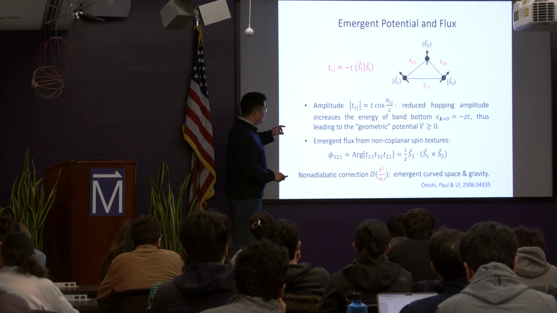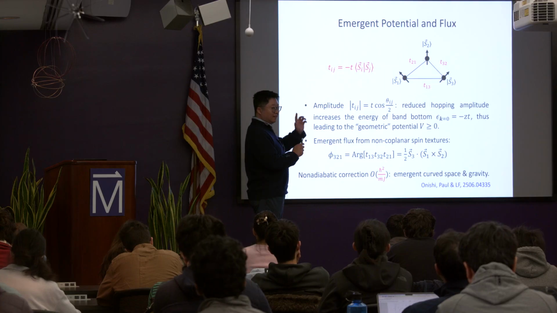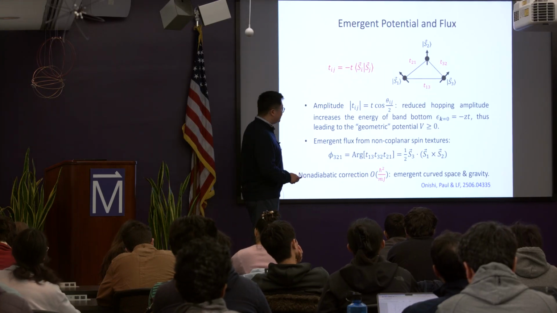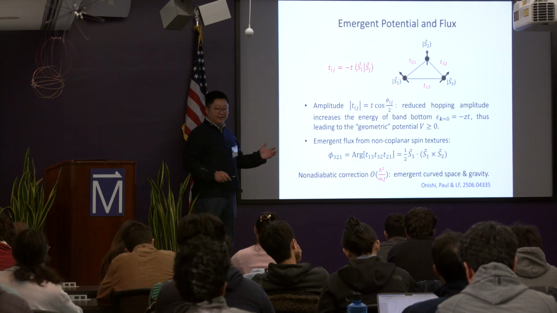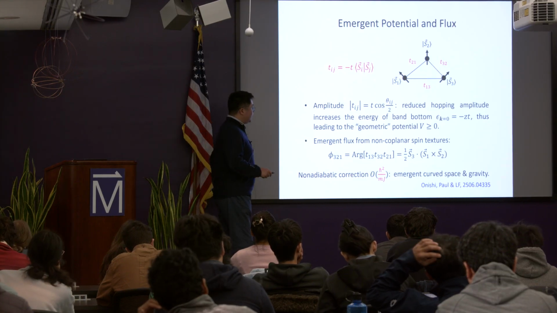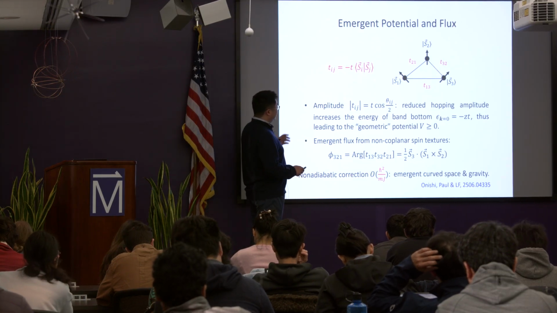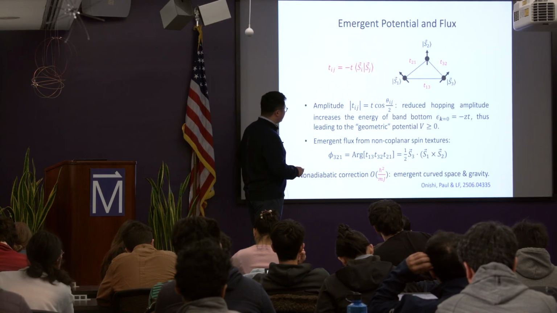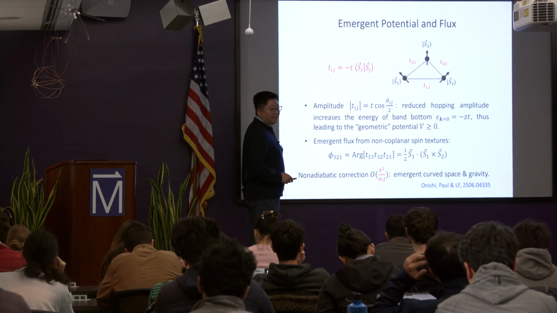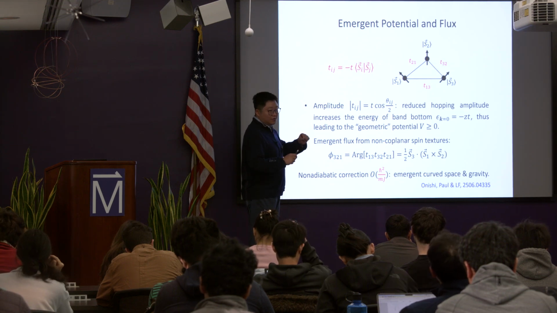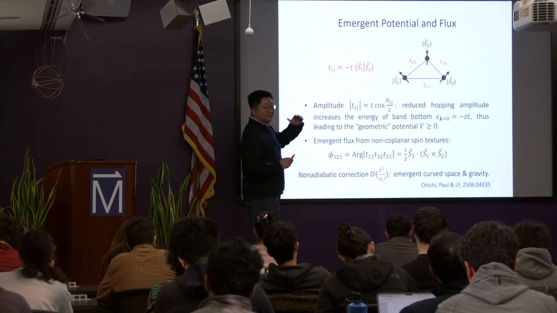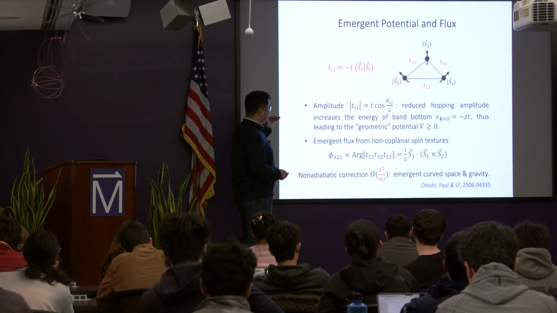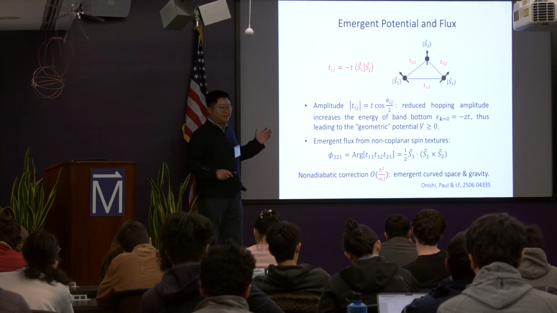In the lattice model with hopping T, we know that the dispersion is something like minus 2T cosine of k times a. So the band bottom at k equals 0 has energy minus 2T. But when the spins are varying from site to site, the reduction of the hopping effectively reduces T. So the bandwidth is reduced and the band bottom goes up. This increase of the band bottom is exactly the geometric potential that I mentioned earlier.